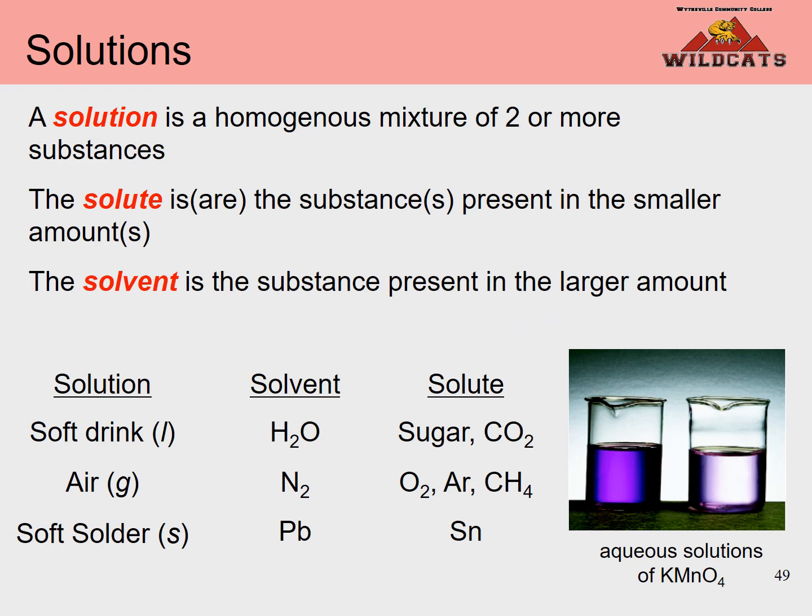So if we take a look at solutions, a solution is a homogeneous mixture of two or more substances. There are basically two major parts: the solute, which is the substance found in the smallest amount, and the solvent, which is the substance present in the larger amount. There are all sorts of crazy definitions for these, but I find the easiest is: the solute is the smaller amount, the solvent is the greater amount.